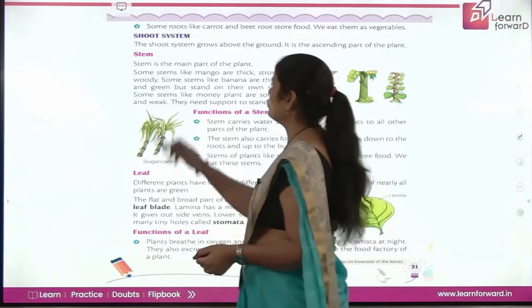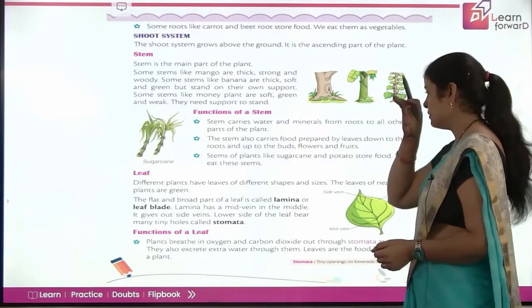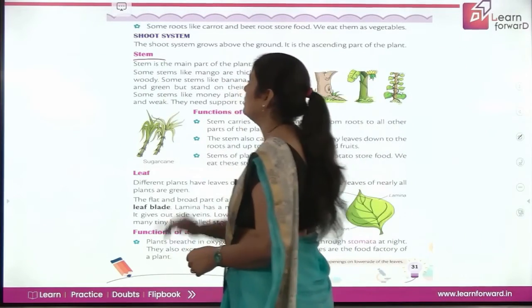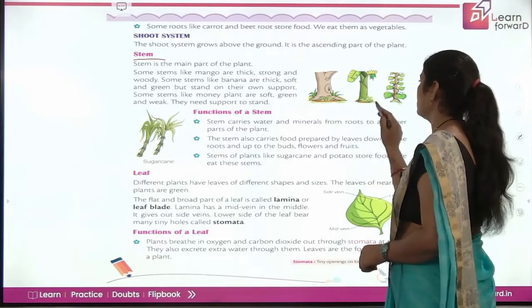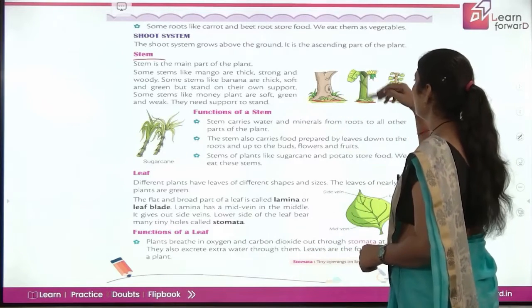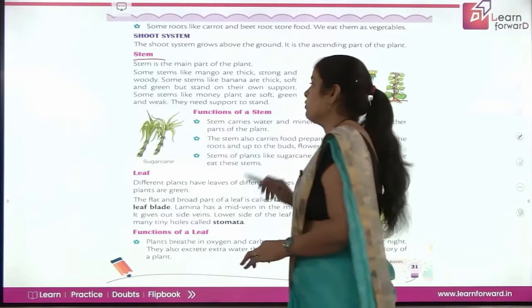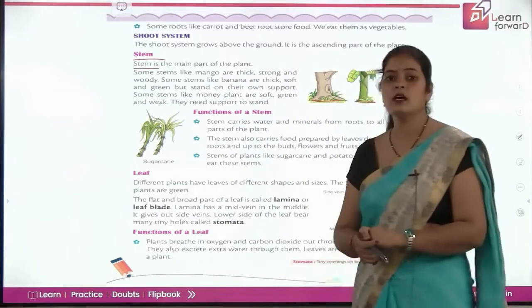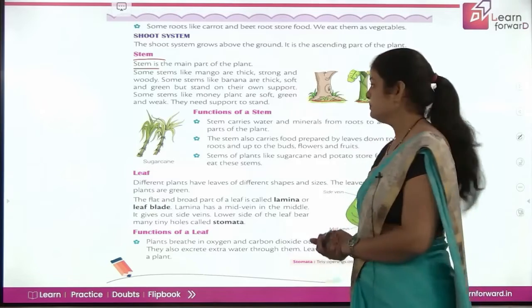Now next is shoot part. So shoot part has many different structures. First we are going to start with the stem. So the stem is the main part of the plant. This is ground level, and whatever has arisen above the ground is called the stem of the plant. Stem is the main part of the plant because it helps the plant to stand.